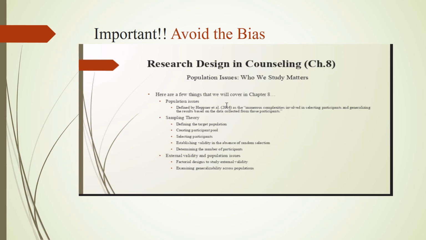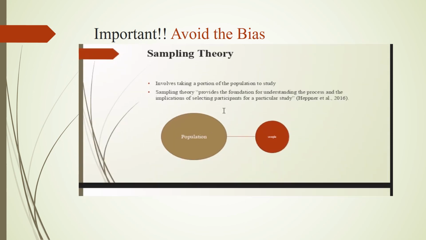We'll also look at sampling theory, such as defining the target population, creating a participant pool, selecting participants, establishing validity in the absence of random selection, and determining the number of participants. We'll also look at external validity and population issues, such as factorial design to study external validity and examining generalizability across populations. Next, we'll go to sampling theory.